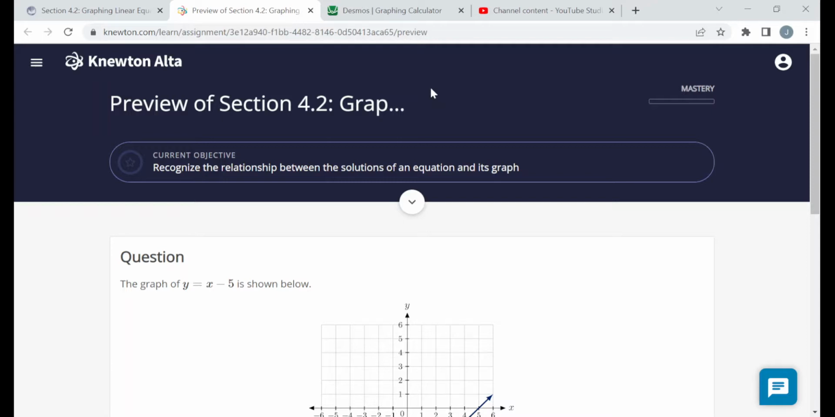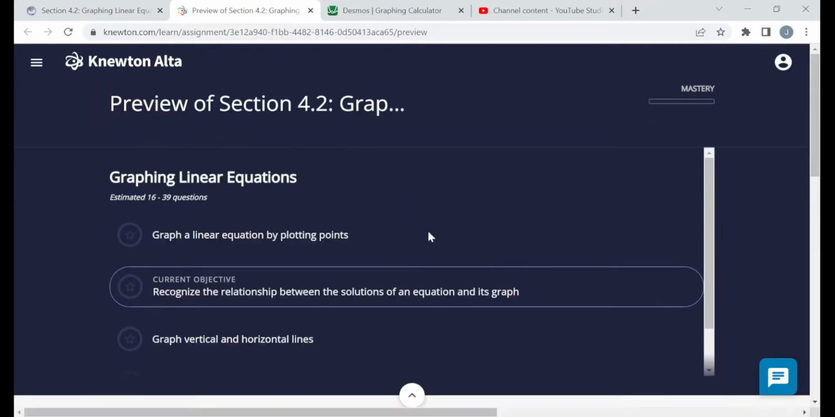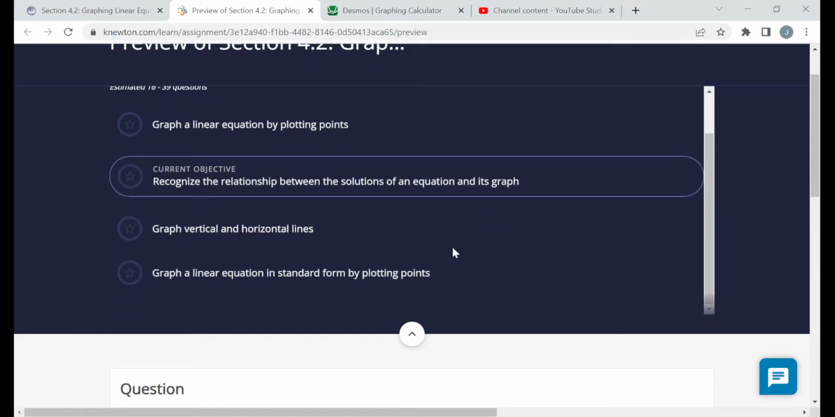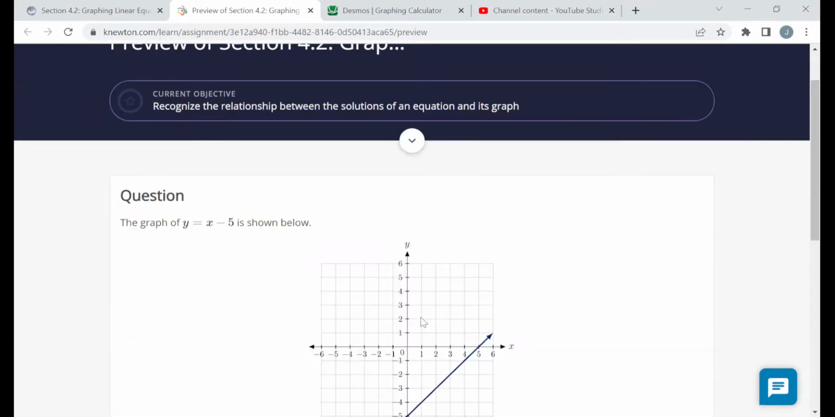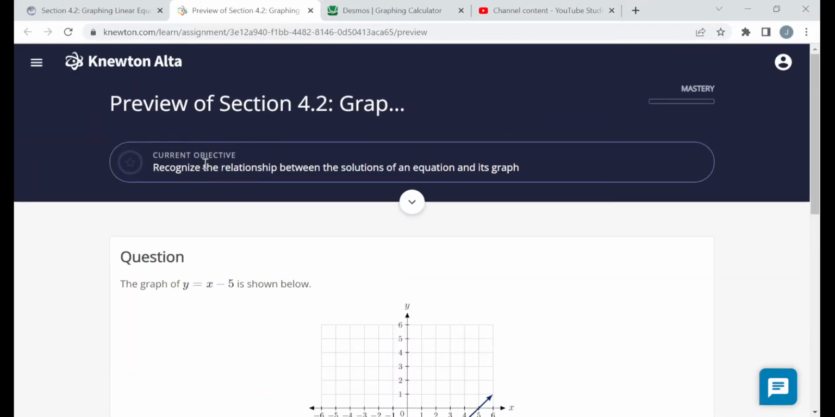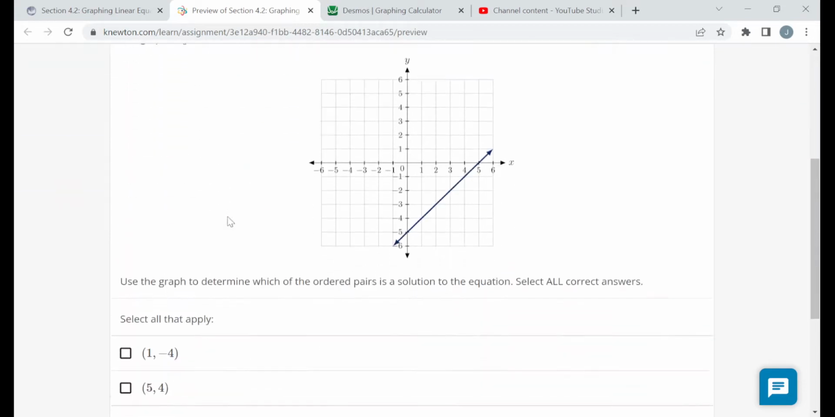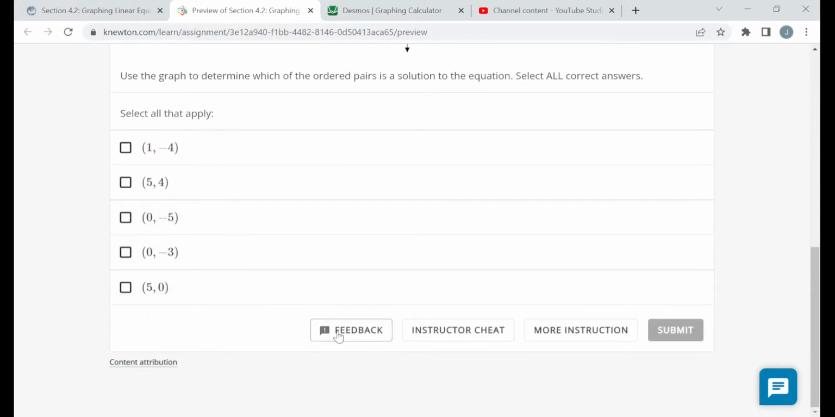Alright, so on your assignment page you should be seeing the title, the mastery bar that tells you how far along you've gotten, and the objectives. It looks like there are 4 objectives for this particular assignment. The current objective, underneath that should be a question related to the current objective. And at the bottom of every question you should be seeing a feedback button, which you can use to send feedback to Knewton if you wish. You will not have this instructor cheat button, and it's for instructors only.